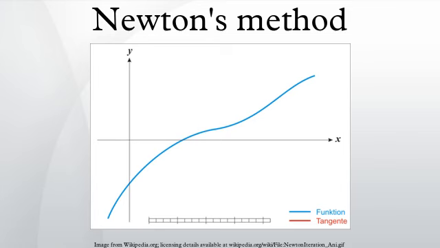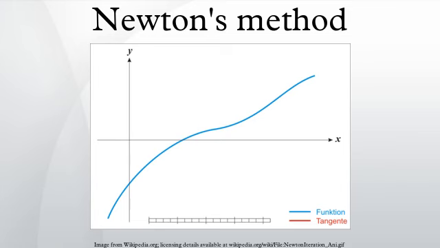In numerical analysis, Newton's method, named after Isaac Newton and Joseph Raphson, is a method for finding successively better approximations to the roots of a real-valued function. The Newton-Raphson method in one variable is implemented as follows.